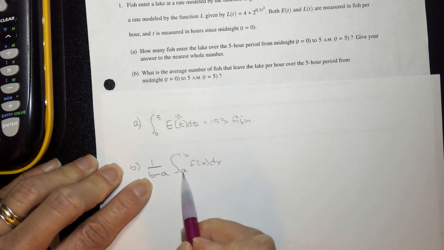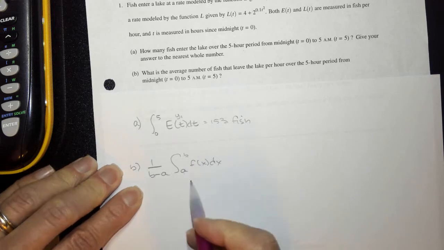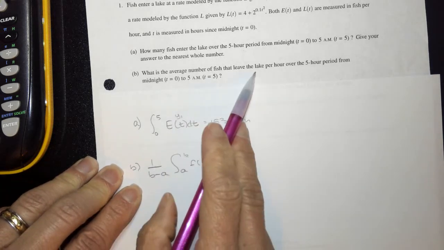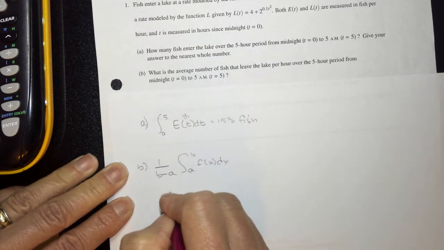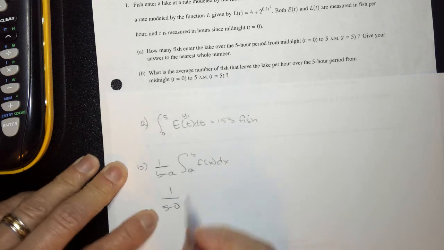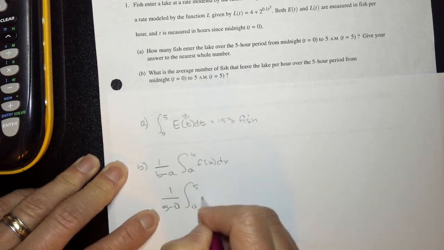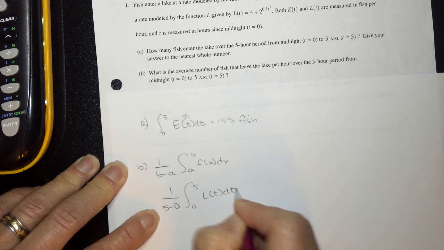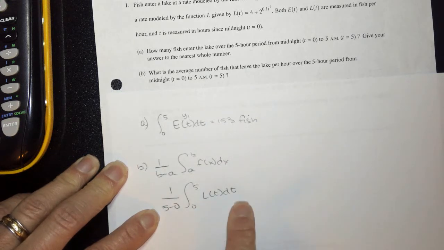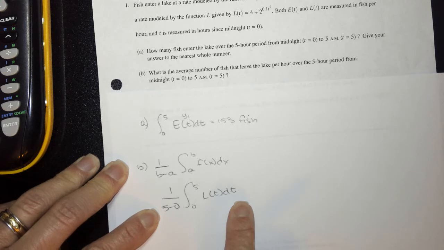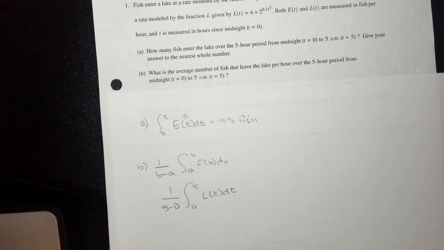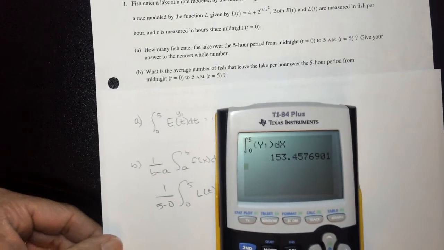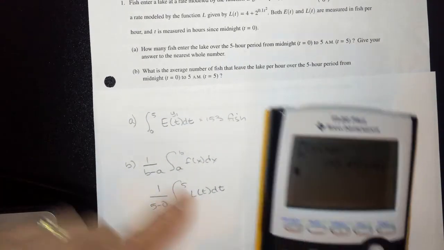And since we're going from midnight to 5 a.m., we can actually set this up. And since we're talking about the number of fish that are leaving, I'm now going to use L of t. So when I set this up for B, it's 1 over 5 minus 0 times the integral from 0 to 5 of L of t dt. Okay, so we're looking at the average number of fish. So this is going to be in fish because we're integrating, because this is the number of fish per hour that are leaving. So when I go into the calculator, I will type in exactly what I see here, but remember I put this in y sub 2.